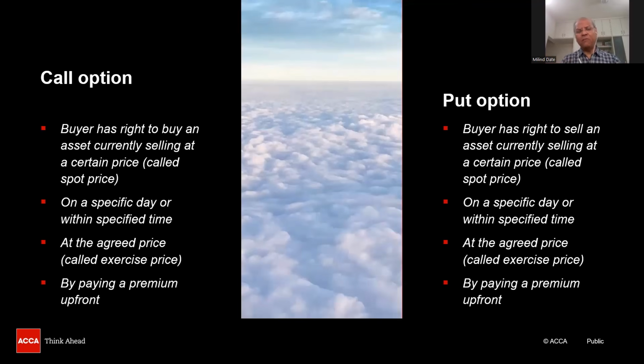Whereas if the option is agreed to be settled on any day within a certain time frame, it's called an American style option. Now, please remember, as originally developed, the Black-Scholes option pricing model was developed primarily only for European style options, which have to be settled on a specific agreed date in future.